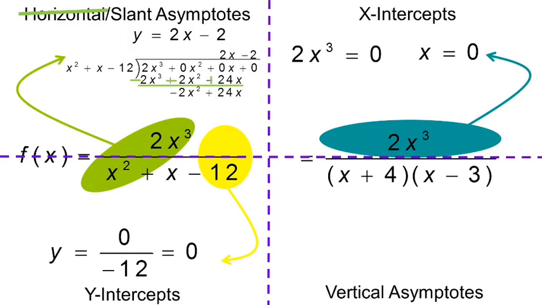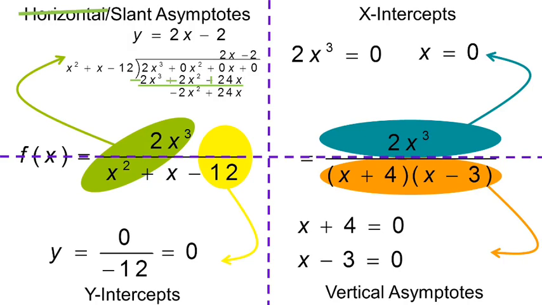Our bottom square represents vertical asymptotes, so I'm going to take the factors in the denominator and set those equal to 0. So x plus 4 equals 0, x minus 3 equals 0, and solve. So x equals negative 4 and x equals 3. Okay, now that I have all of these pieces of information, I'm going to take these to the graph with me so that I can plot all of this, and then I'll find a few more points on my calculator as well.